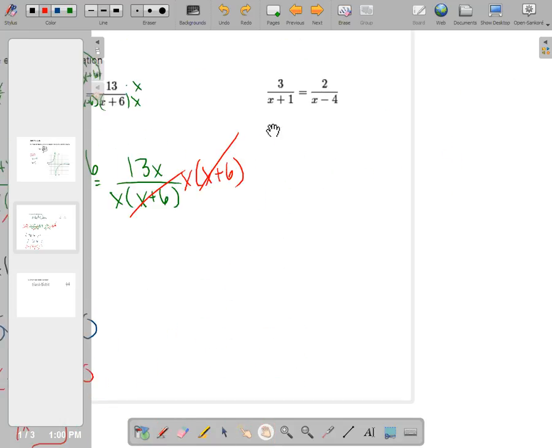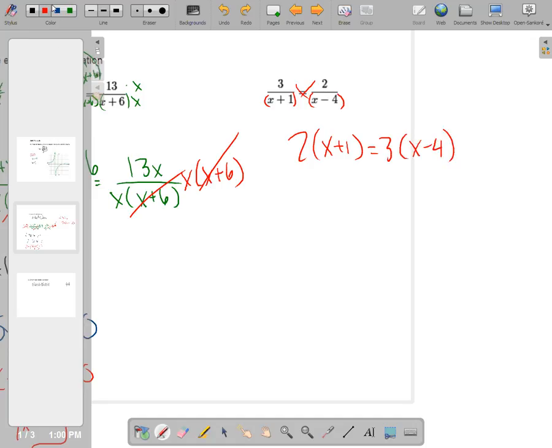Let's do another one. Same kind of thing here. I could get a common denominator, but in this problem, since there's no like terms, like I don't need to combine any fractions, I can just cross multiply this one. So I'm going to do 2 times x plus 1 and 3 times x minus 4.